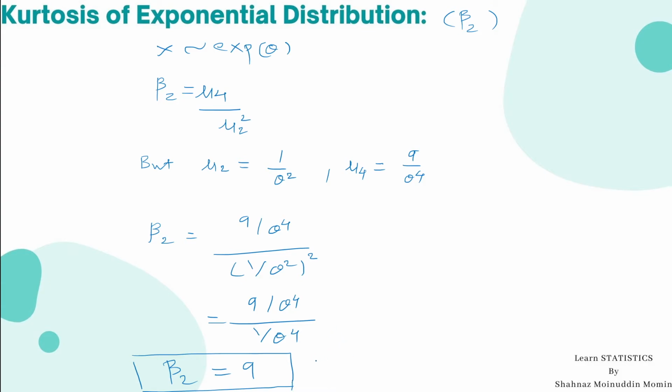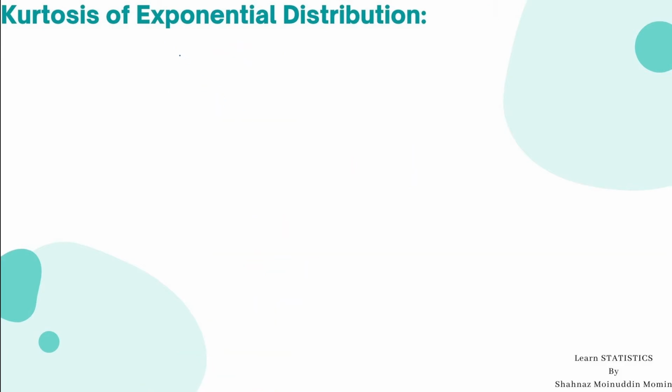and this value is greater than 3. We know that if beta 2 is greater than 3, then the corresponding distribution is leptokurtic. Hence the exponential distribution is leptokurtic.